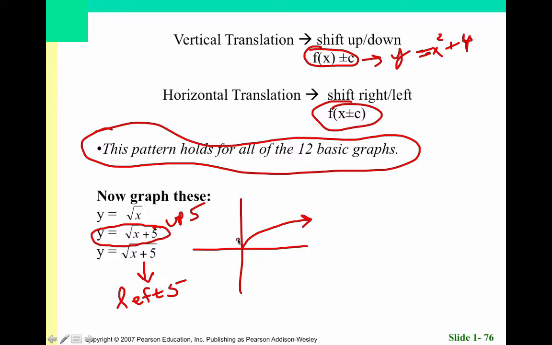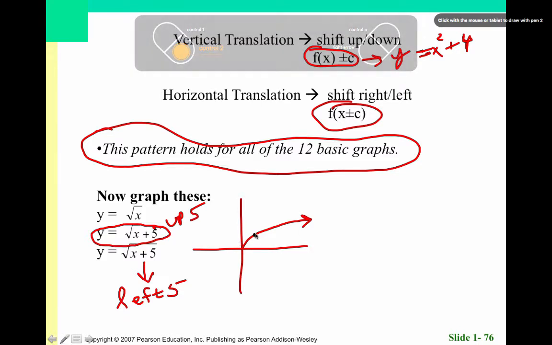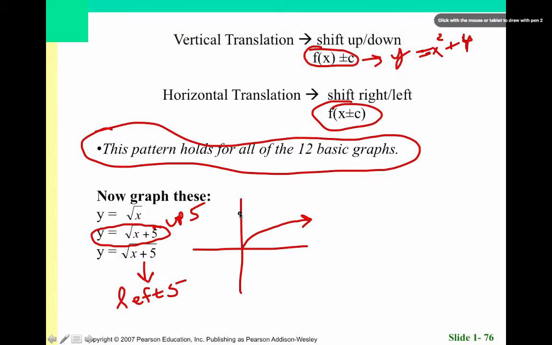You can graph those if you want. The plus 5 would be, if that's 5 there, we're adding 5 to the entire function. The other one would be 5 left. If you go 5 left, it looks like that. Graph those on your calculator, and you can see what's happening.